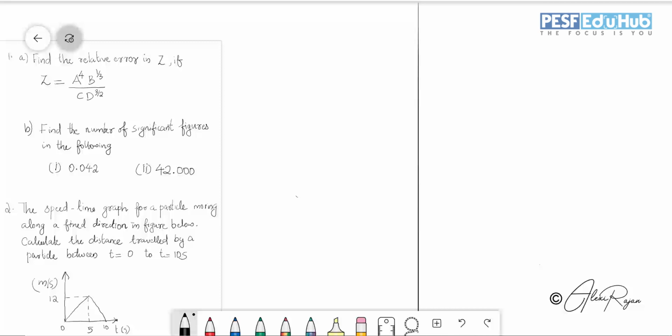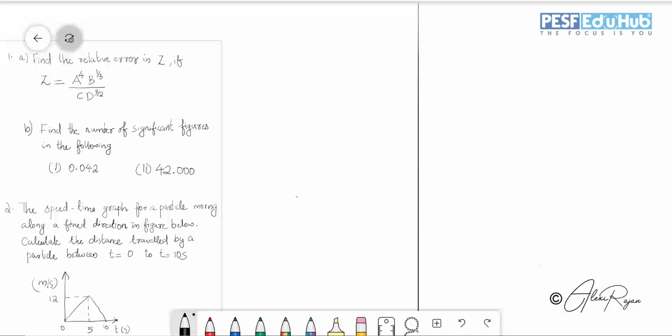Just see the screen. The first question: find the relative error in Z if Z is equal to a raised to 4 into b raised to 1 by 3, the whole divided by c into d raised to 3 by 2. In your first chapter, units and measurement, this particular portion is very important. You can see that the equation is a combination of multiplication as well as division, right?